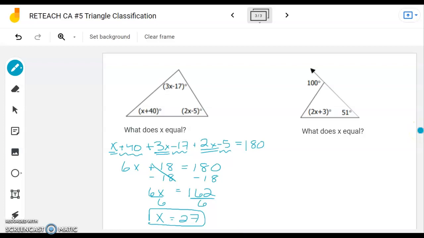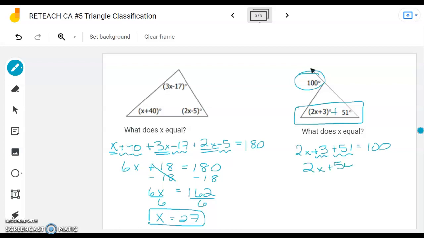Okay, next I have an exterior angle theorem. So if 100 is my exterior angle, that's equal to the two furthest away from it added together. So that 2x plus 3 plus the 51 equals my 100. That's the exterior angle theorem. They equal 100. So I combine like terms. My 2x term is alone, so I don't have to combine that one. I do have a 3 and a 51, so that becomes 2x plus 54.